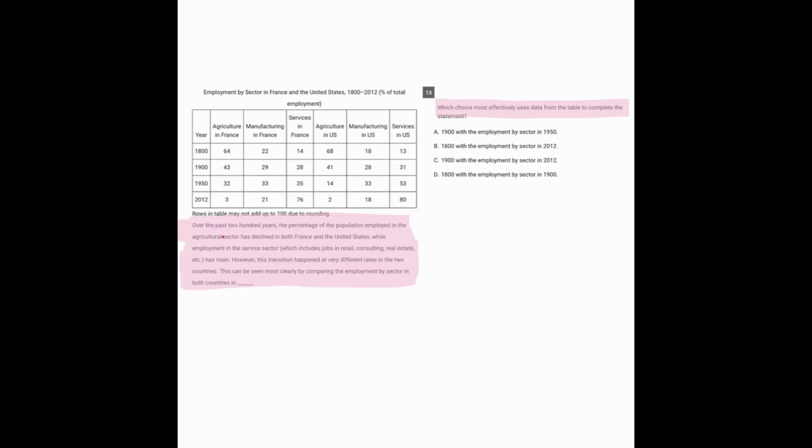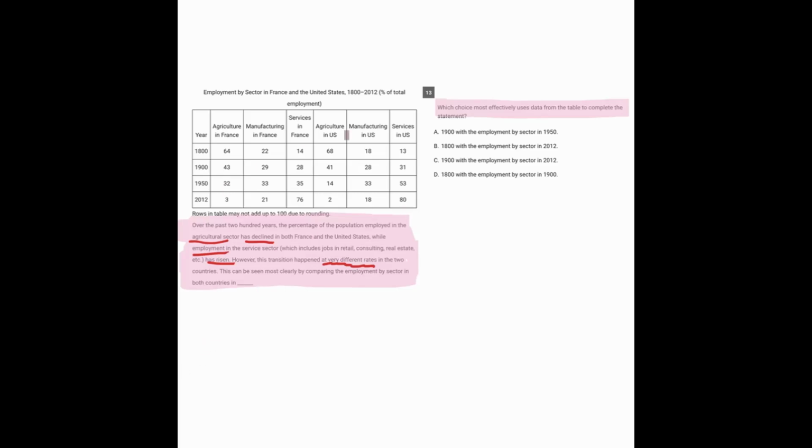So now going back into this, we're seeing that agriculture has declined in France and the US, while employment has risen. However, this is happening at very different rates. So we're looking at the two declines in agriculture from France to US from 1 year to the next, and the two increases in service from 1 year to the next. And we're looking for them to both do the same thing, but at different rates. Very, very tough and difficult question.